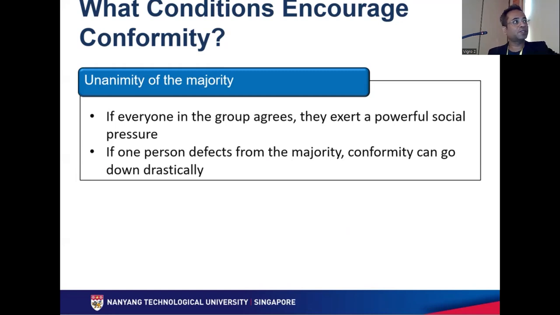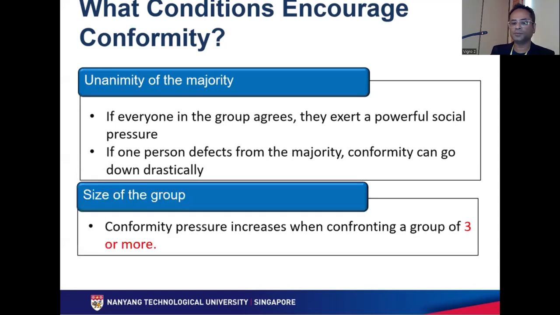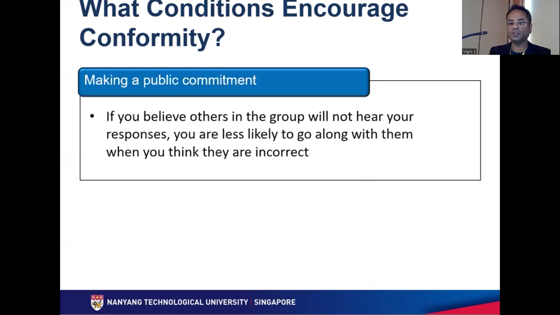But if one person defects from the majority, conformity can go down drastically. This has been shown experimentally over different cultures. Size of the group matters. Conformity pressure increases when the group size is three or more. And this is the typical setting in online social networks. You have groups of people who are conversing, or groups of followers, definitely three or more. Okay, so conformity and conformity pressure are more important in this context of larger groups.